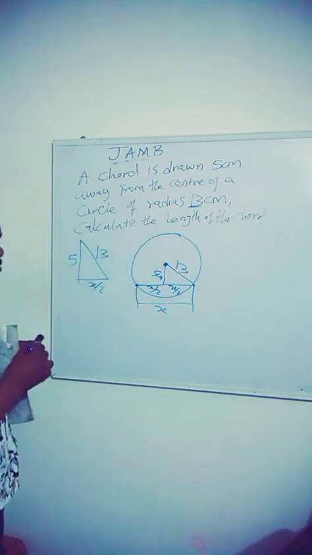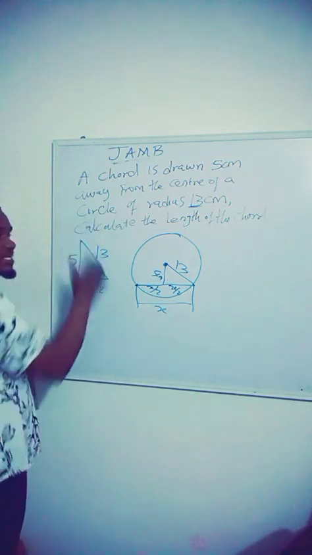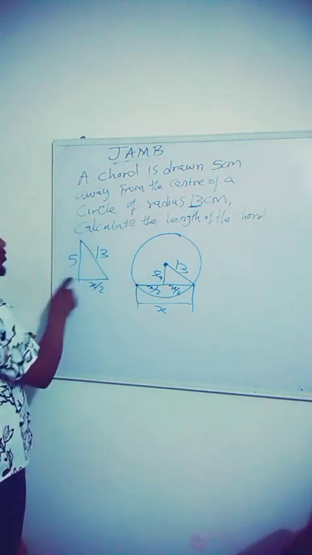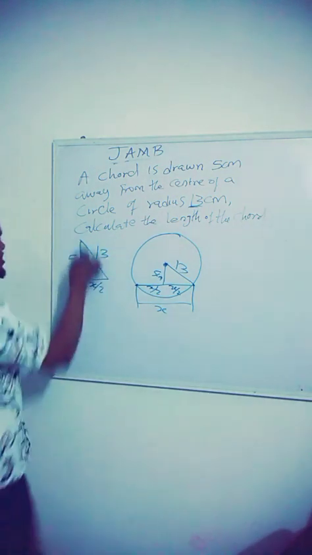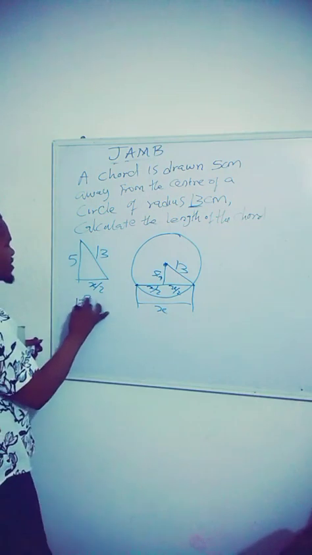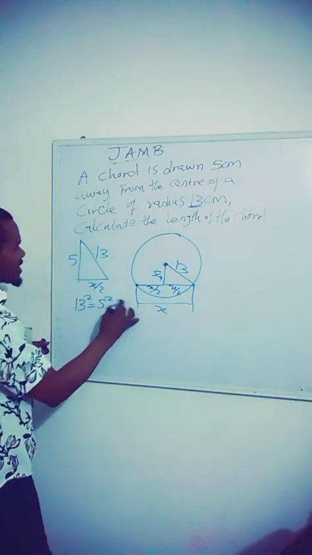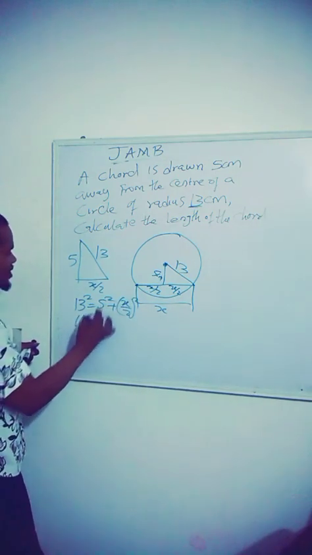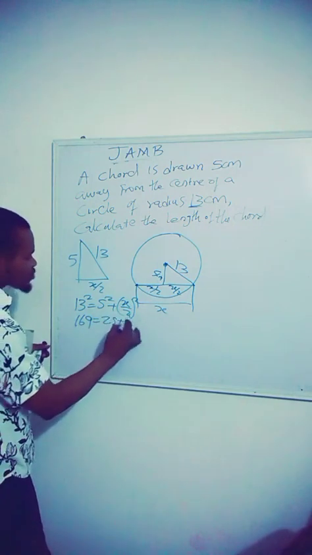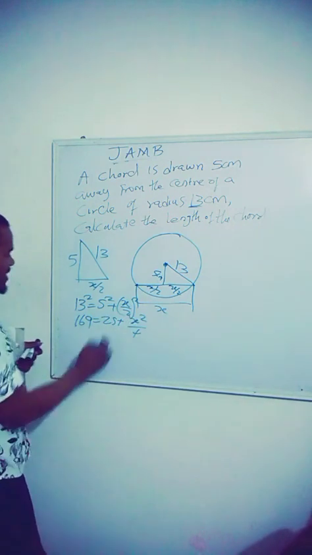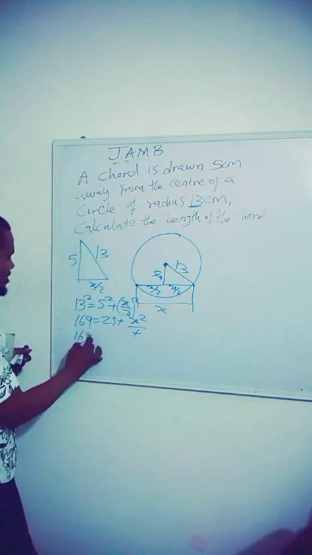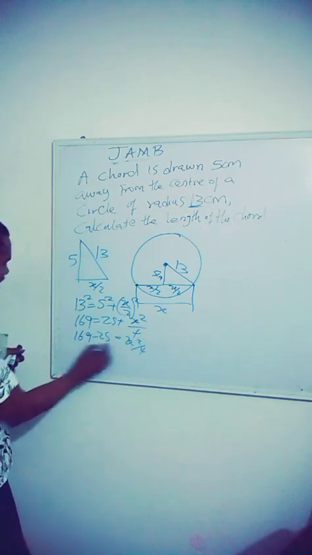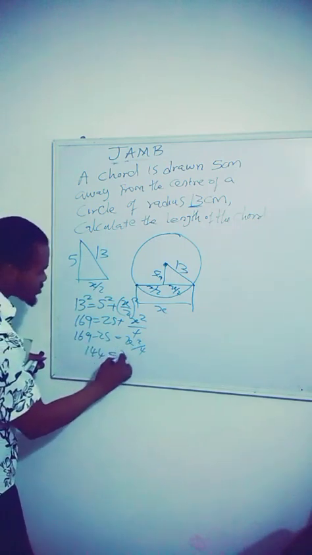You know from Pythagoras theorem, the square of the longest side is equal to the sum of the squares of the two other sides, which are shorter than the longest side. So this is the hypotenuse. It means that 13 squared is equal to 5 squared plus (x over 2) squared. So 13 squared is 169, 5 squared is 25 plus x squared over 2 squared, which is 4. By the time you collect terms, 169 minus 25 is equal to x squared over 4. When you subtract, it's 144. So 144 is equal to x squared over 4.